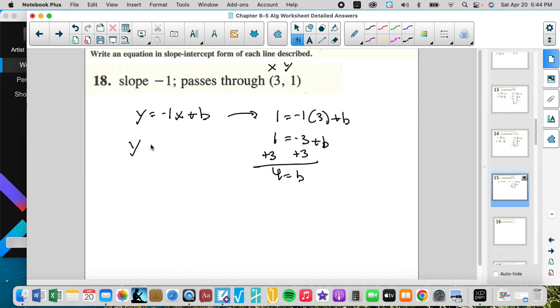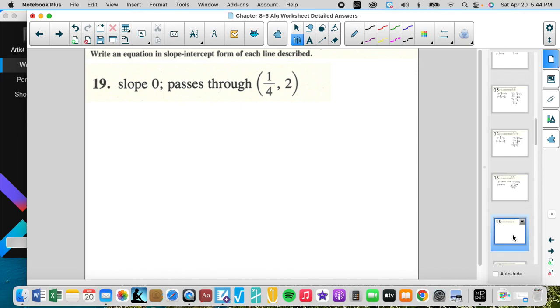So my answer is y equals, now I'm going to take away that negative 1 and just write the negative x plus 4, because that's the better way. You would never write y equals negative 1x plus 4. That would not be appropriate.